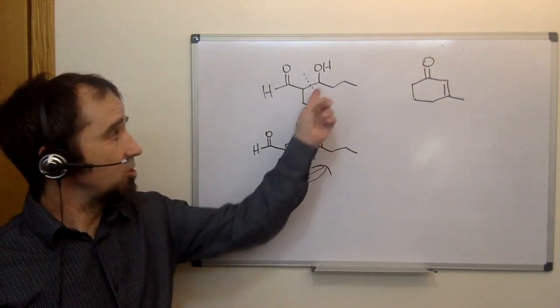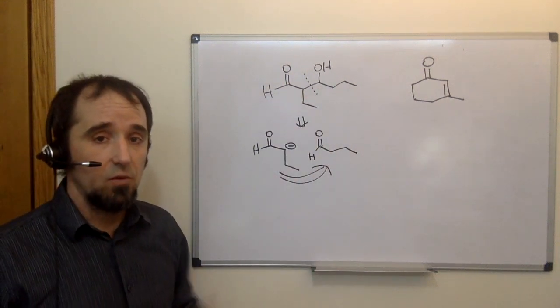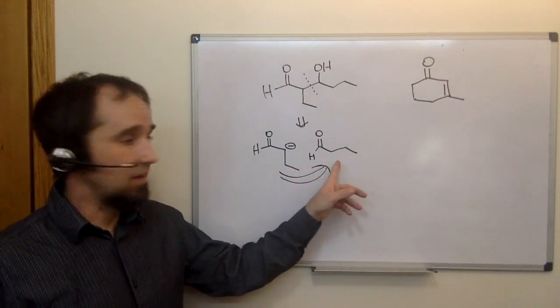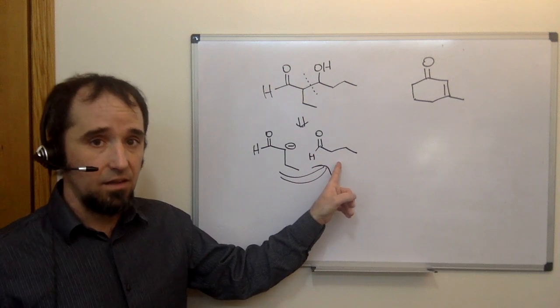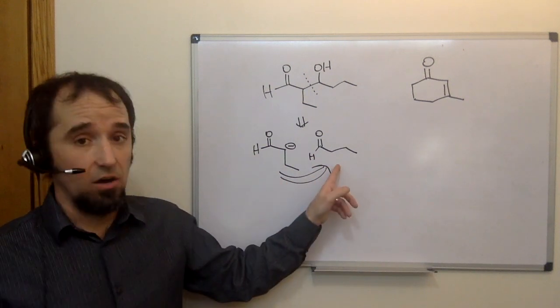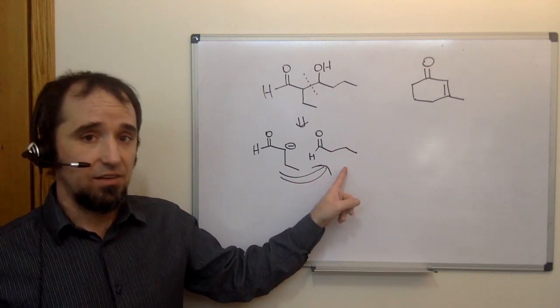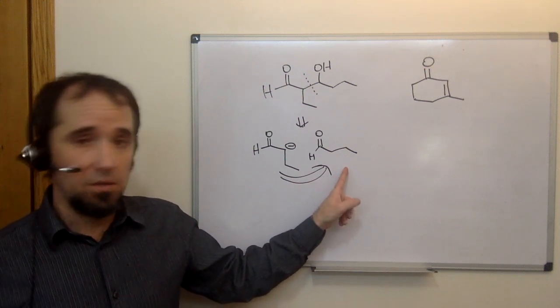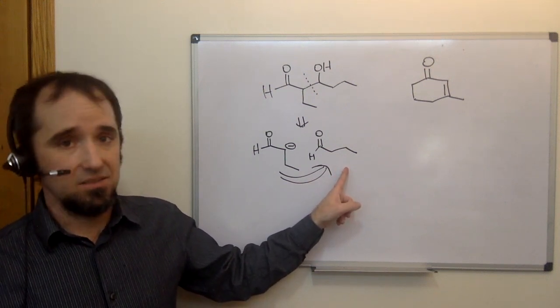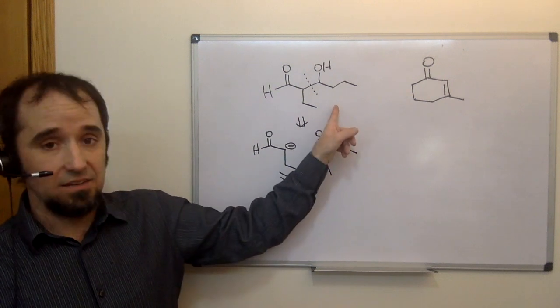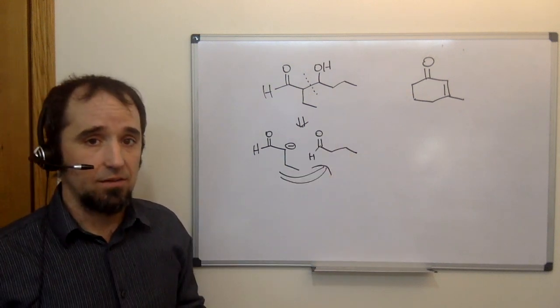We're going to make this new carbon-carbon bond, and we're going to make that bond from this enolate and this aldehyde. And of course this enolate comes from that aldehyde. So in this case, if we just took this aldehyde and treated it with some relatively weak base like sodium ethoxide or sodium hydroxide, we should expect to get some of this aldol product.